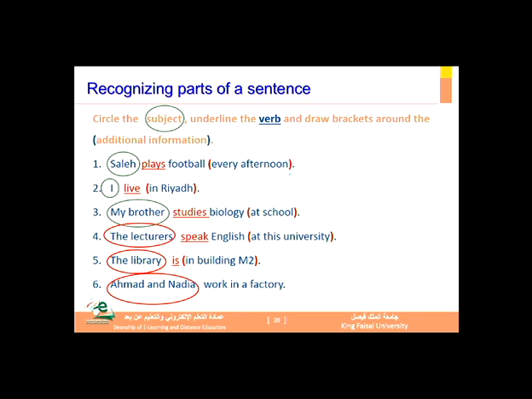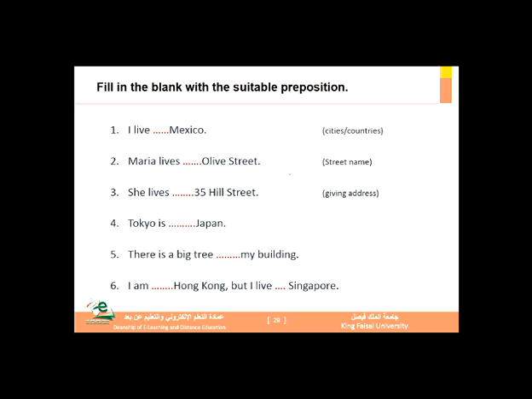Sentence number 6: Ahmed and Nadia work in a factory. So who works in a factory? Who is the subject? It is Ahmed and Nadia, so we circle Ahmed and Nadia. What do they do? They work. So work is the verb. Then where do they work? Give me additional information. They work in a factory. So we place in a factory into brackets to indicate that it is additional information.